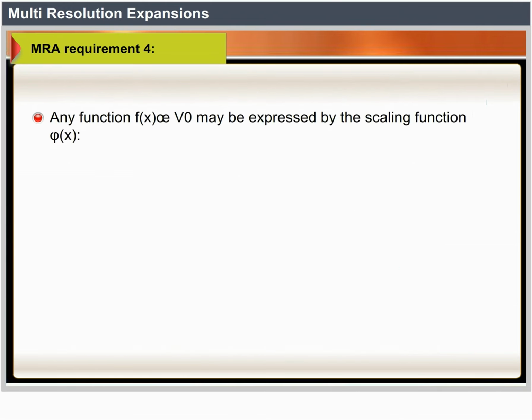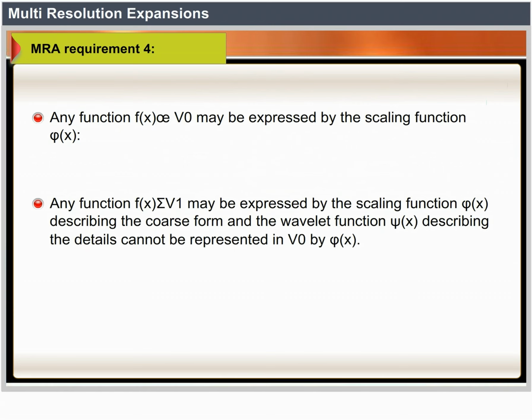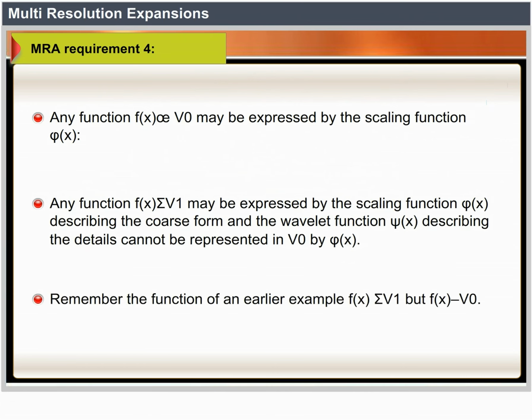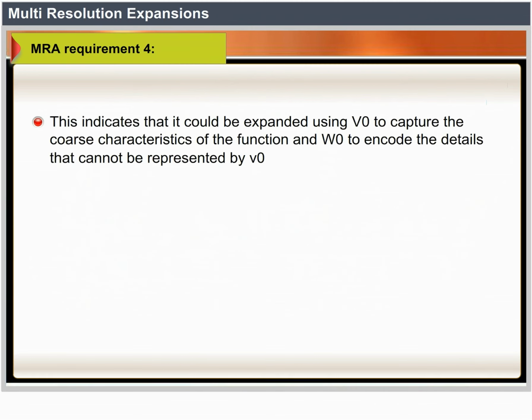Any function f(x) in V0 may be expressed by the scaling function φ(x). Any function f(x) in V1 may be expressed by the scaling function φ(x) describing the coarse form and the wavelet function ψ(x) describing the details that cannot be represented in V0 by φ(x). Remember the function of an earlier example, repeated on the screen. This indicates that it could be expanded using V0 to capture the coarse characteristics of the function and W0 to encode the details that cannot be represented by V0. The resulting expressions will take the form as shown.